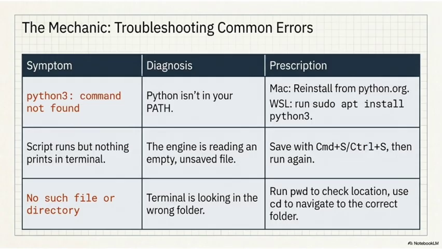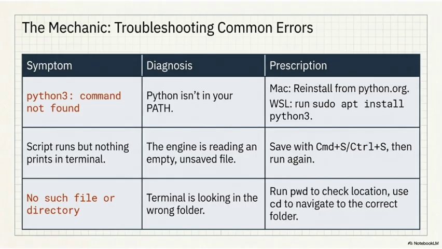These 3 common errors appear during workspace setup. Each has a precise diagnosis and a terminal prescription. First, python3 command not found. Python isn't in your path. On Mac, reinstall from python.org. In WSL, run sudo apt install python3. Second, the script runs but nothing prints. The engine is reading an empty, unsaved file. Save with Command-S or Control-S, then run again.